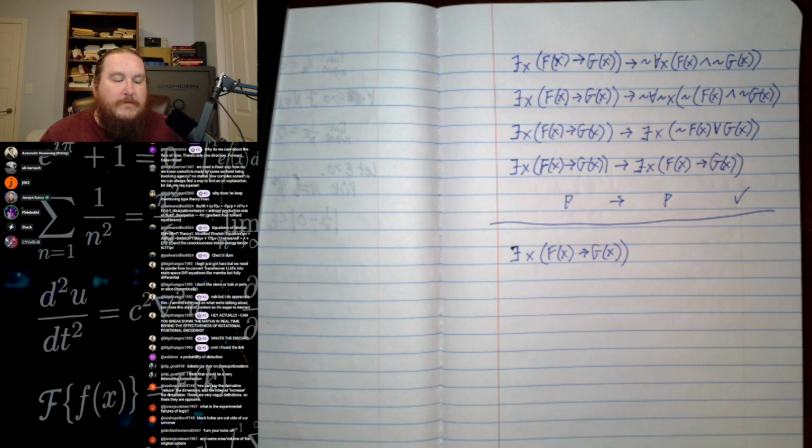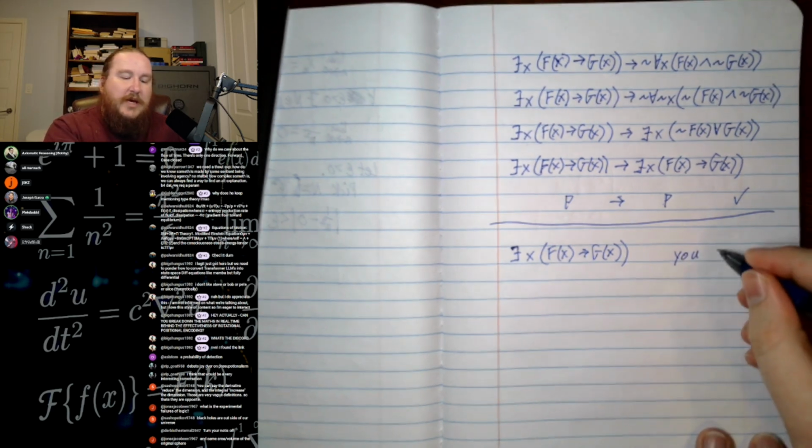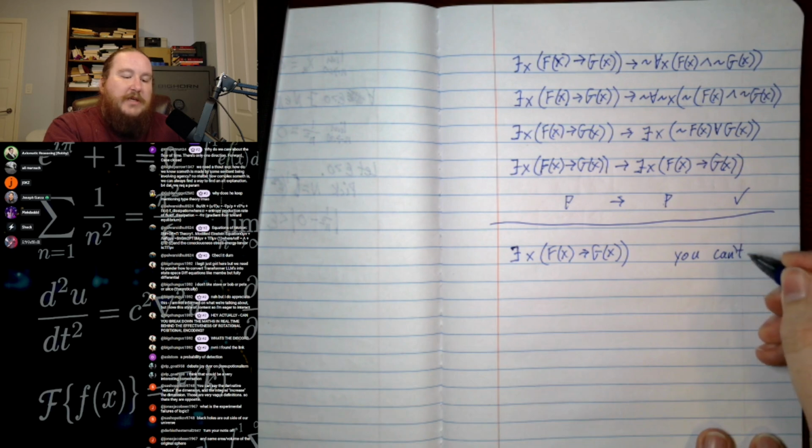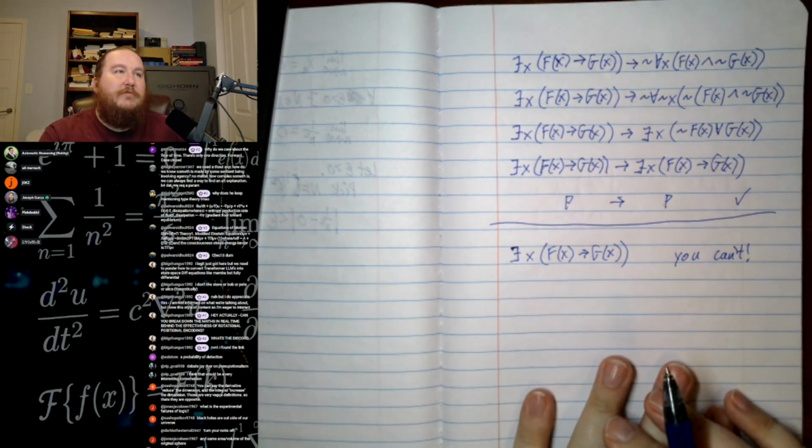I guess you could try, let there exist x such that f of x. Maybe try proving by contradiction. But actually, I don't know. How would you do that? You can't. What is missing in order to prove this? You don't know what f and g mean.